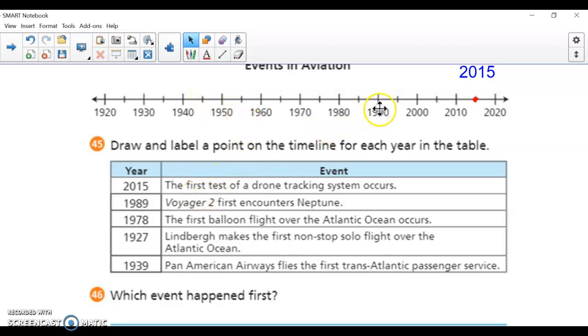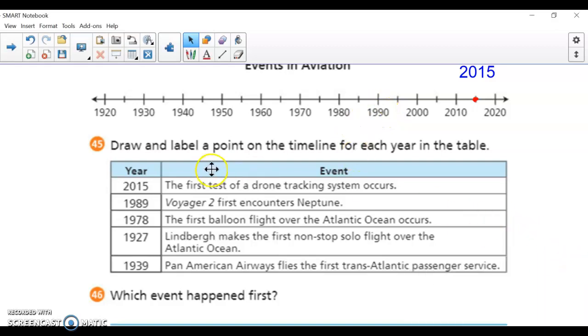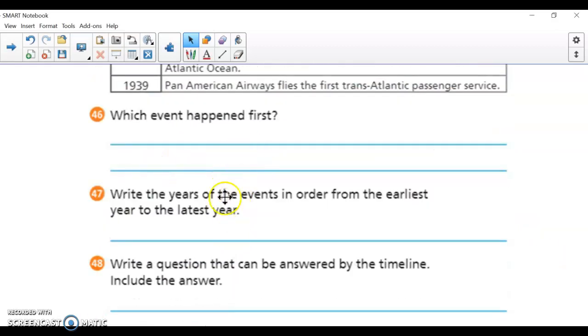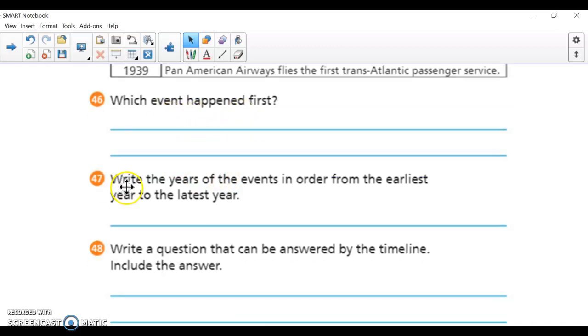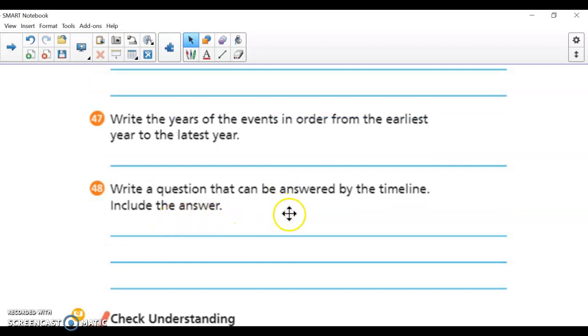So think about 1989. It's almost 1990, but not quite. Should your dot go closer to 1980 or 1990? Where you're going to put that, okay? And then you want you to answer these questions. Which event happened first? Write the years of the events in order from earliest year to latest, and then write the question that can be answered by the timeline. Okay? Include the answer too, so you're creating your own question.